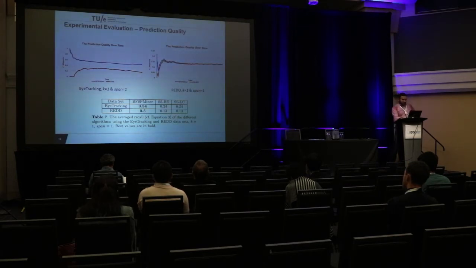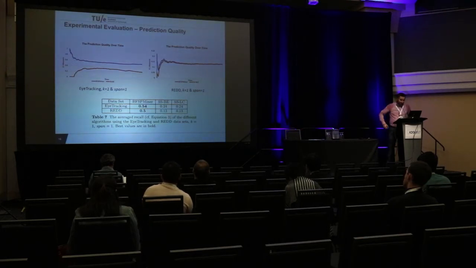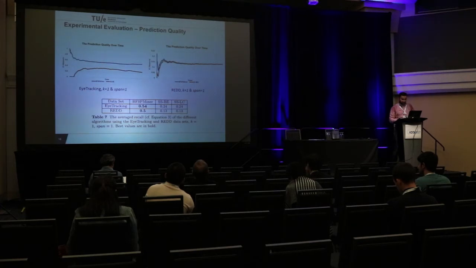Below we have the average recall. In this table below, we have the average recall of the two data sets, the eye tracking and the red. We have two competitors and our approach, and we show that the average recall over the whole data stream is considerably higher than both of the competitors, simply because they are losing a lot of patterns.